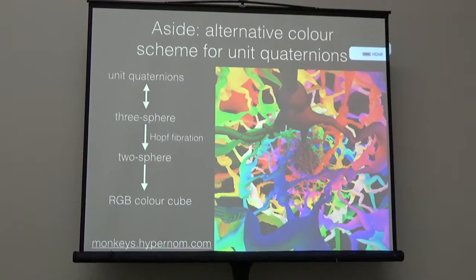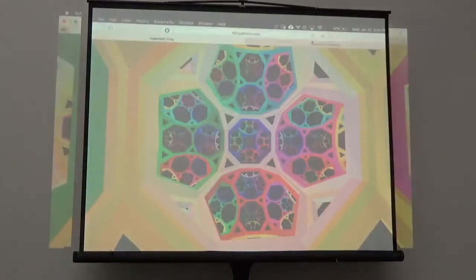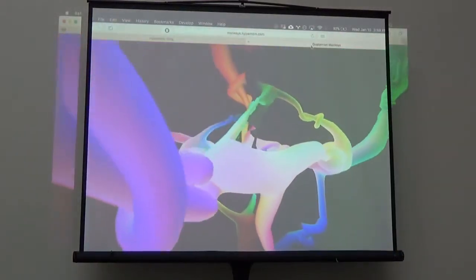So here's a scheme that's better in some ways. You take the unit quaternions, you view them as the 3-sphere, you map via the Hopf fibration to the 2-sphere, and then from the 2-sphere you put it inside the red-green-blue color cube again, and you win. And so monkeys.hypernom.com, that was another project that we worked on that uses that. So let's go to this one.